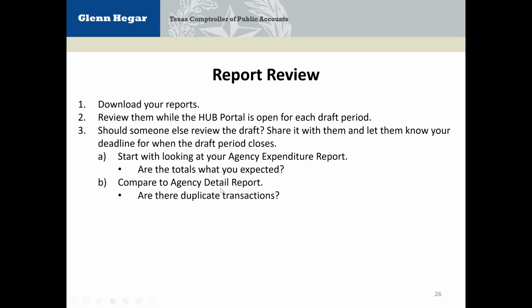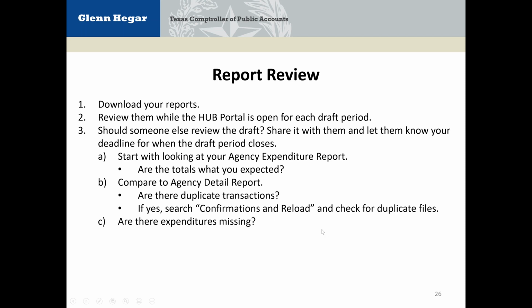If you look in there and you're like, wow, I've got my non-treasury's doubled, or my subcontracting is doubled, then go to your search confirmations and reload and check for duplicate files. And I'll be showing you that screenshot. Are there expenditures missing? You expected to have some subcontracting or non-treasury and you're not seeing it. You need to look into that.